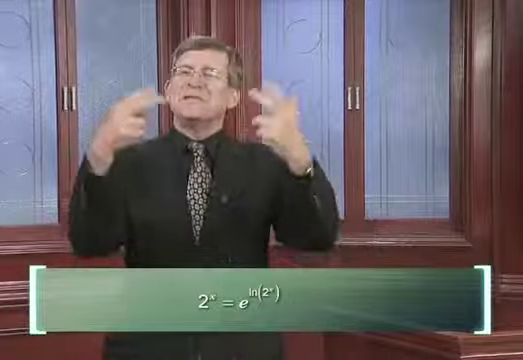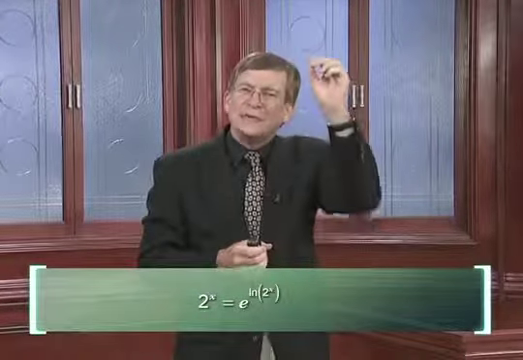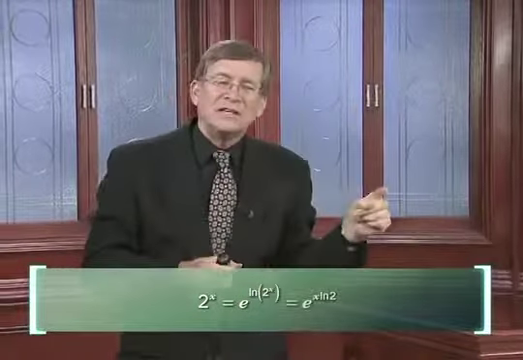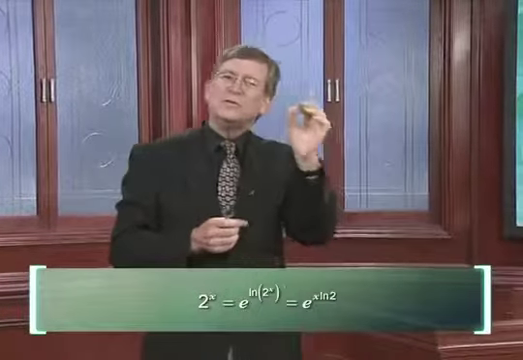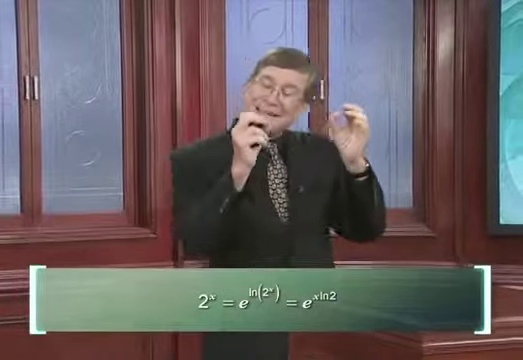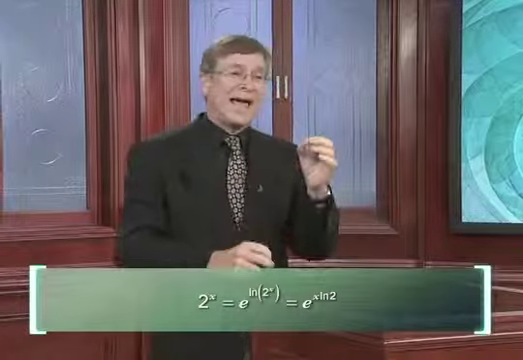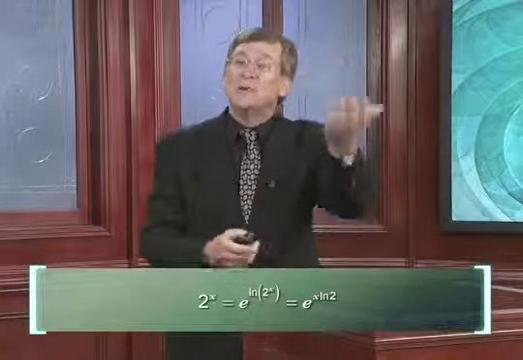So if I do e to a log, those cancel each other. So why would I make things more complicated? Well, now I have log of 2 to the x in the exponent, and the x can slide into the front by the properties of logarithms. So 2 to the x can be defined in terms of the exponential function as e to the x log 2. It's e to a power.